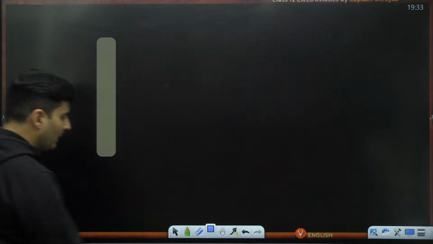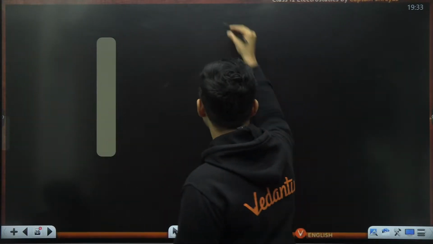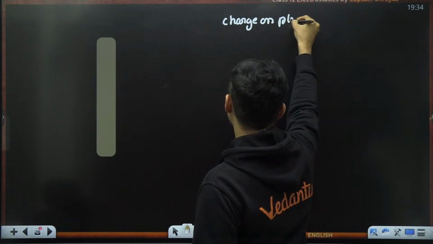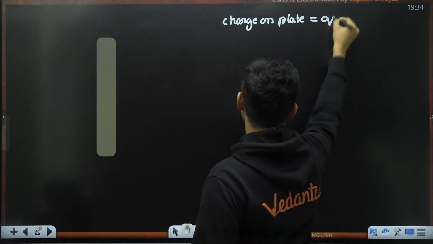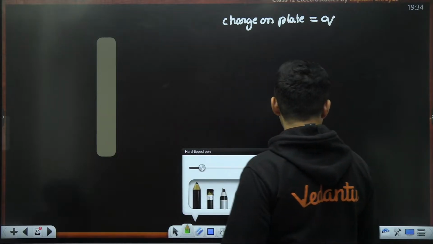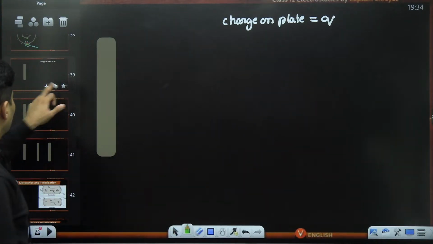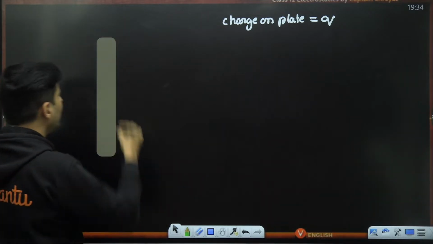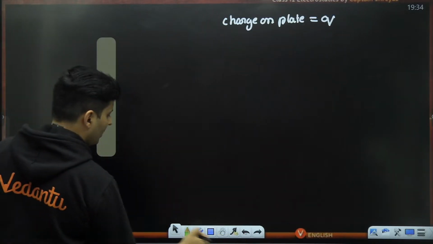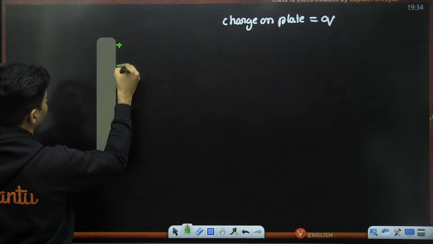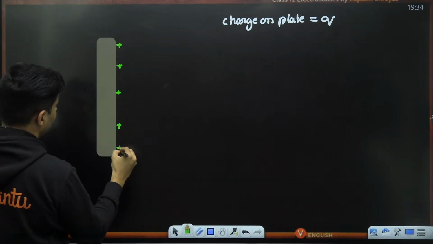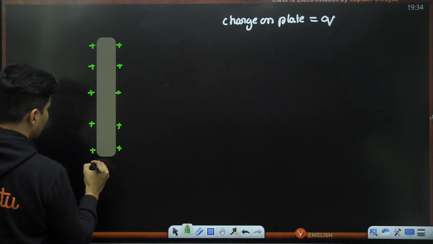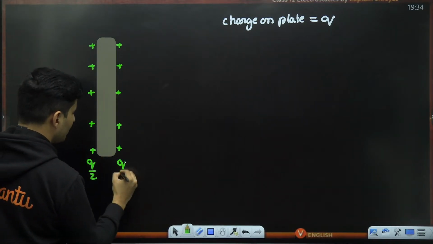So if you have a single plate and you have been told that the total charge on the plate is, let's say, Q, then without even being told, you should think, okay, this is a large plate, the charge will get distributed equally. So this right side will develop some kind of charge, and the left side will also develop the same amount of charge. This will be Q by 2. This will also be Q by 2.